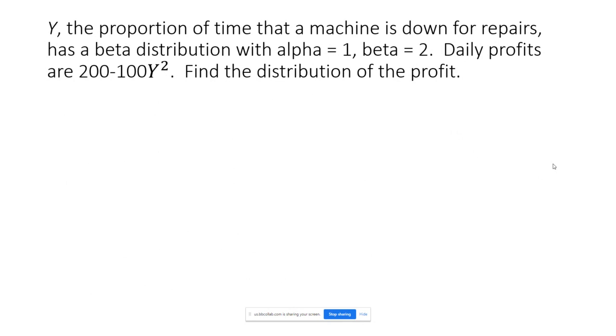So here's an example that we've looked at before to find the expected value of the profit. Now let's find the distribution. So y, the proportion of time that a machine is down for repairs, has a beta distribution with alpha equal to 1 and beta equal to 2. And the daily profits are 200 minus 100y squared. And we want to find the distribution of the profit.